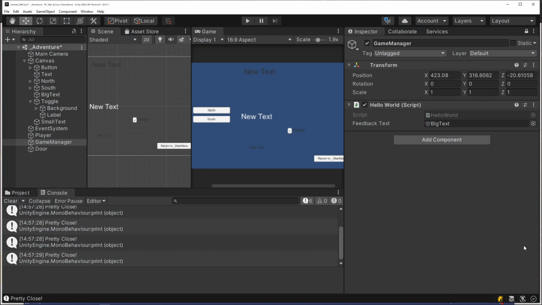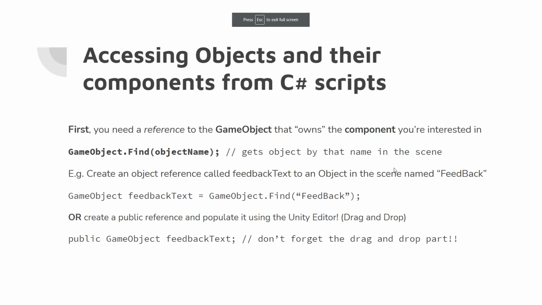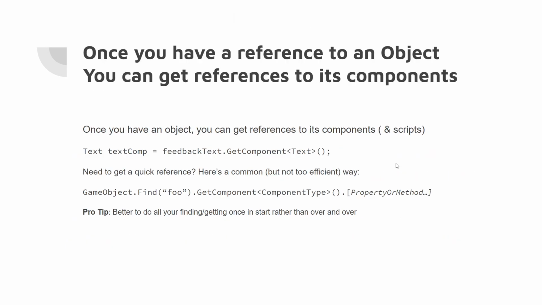So we could use GameObject.find, we could use drag and drop in the Unity editor, different ways of finding references to Unity objects so that we can modify them. Right? So we did those two methods there. Once you have a reference to an object, you can get references to its components. Done that. Get component text, for example, right?